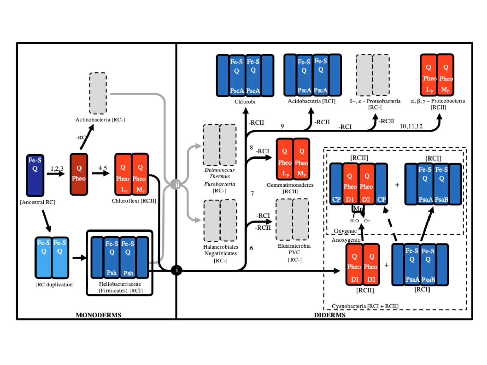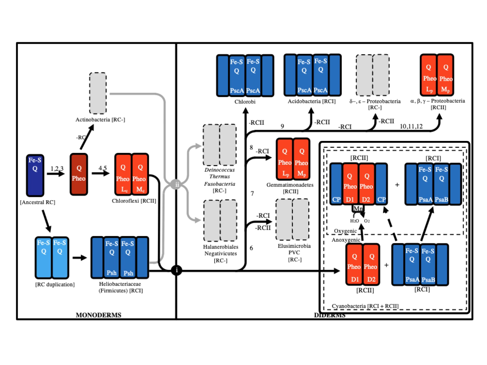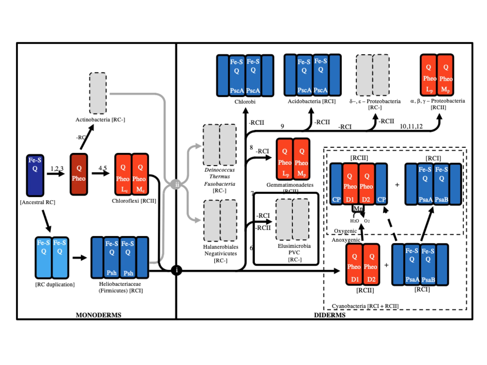Here's a reaction center down here, which is the Heliobacteriaceae in Firmicutes, and then the Chloroflexi reaction center type 2. So this main endosymbiotic event in black joins those 2 together, and you get the cyanobacteria that are at first anoxygenic and then eventually oxygenic. And then you have these other groups of diderms, including Lucimicrobia, which in the PVC group, which have no photosynthesis, so they've lost those reaction centers.